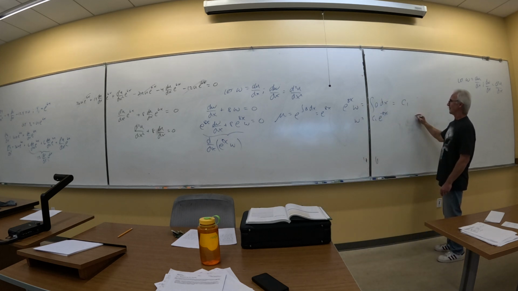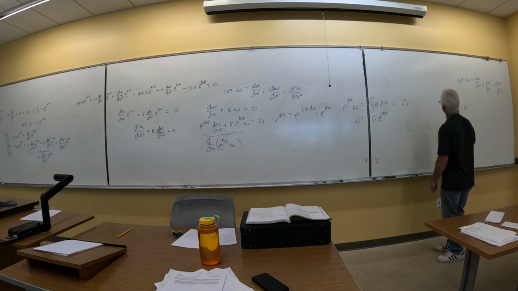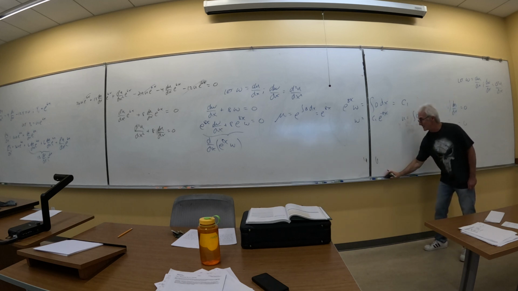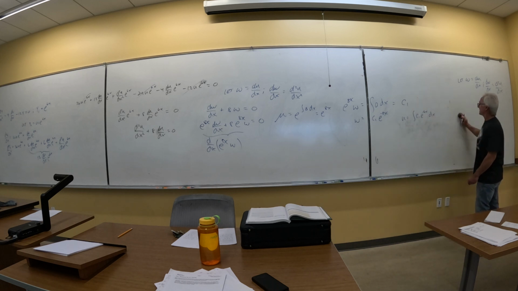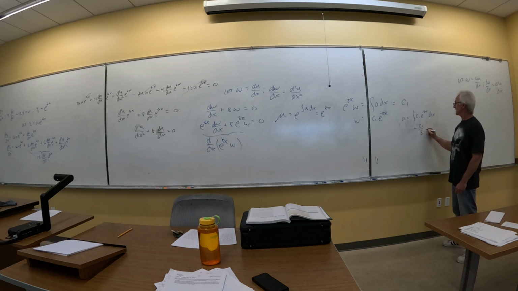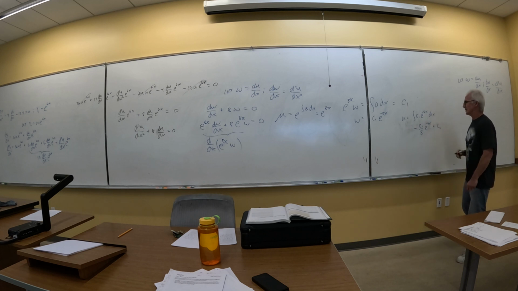Okay? But wait a minute, I still need to integrate again. So what is U? Well, wouldn't that be then C1 e to the negative 8x? And what is that? Oh, negative 8c from E. So negative, how about C1 over 8? E to the negative 8x plus C2.